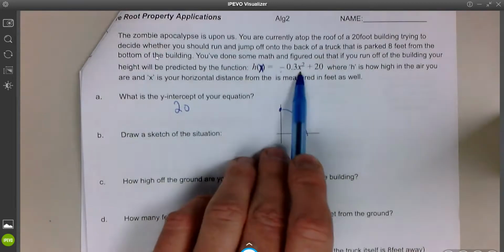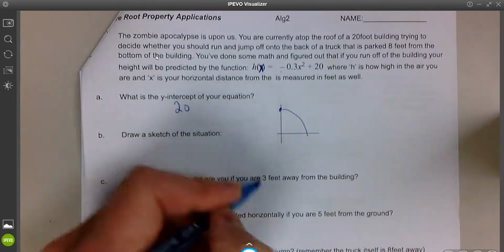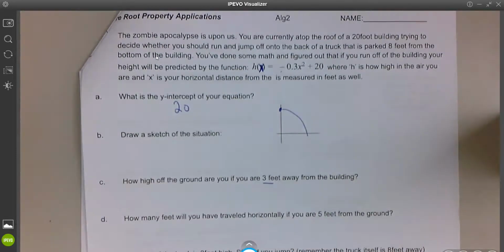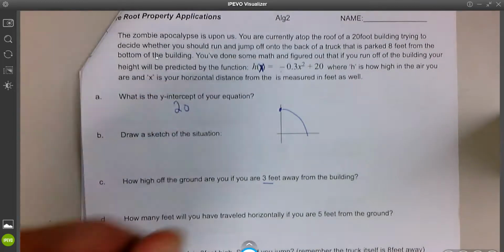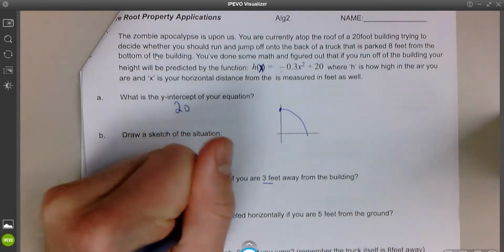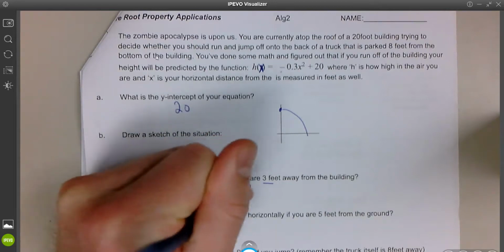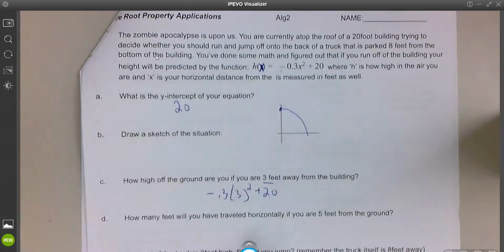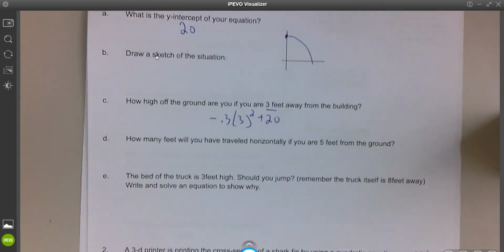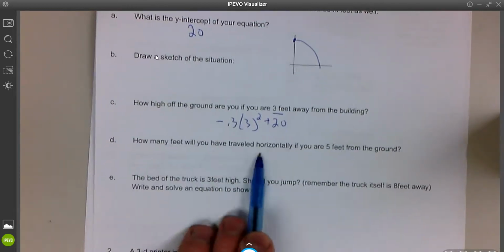Next, how high off the ground are you if you're 3 feet away from the building? X stands for how far away from the building you are, and I'm saying you're 3 feet away. Well, guess what? You plug in a 3. I'll let you do that. Don't forget your parentheses. I'm going to take out the X, put in parentheses, use a calculator, and get that figured out. There's going to be some decimals involved. That's okay.